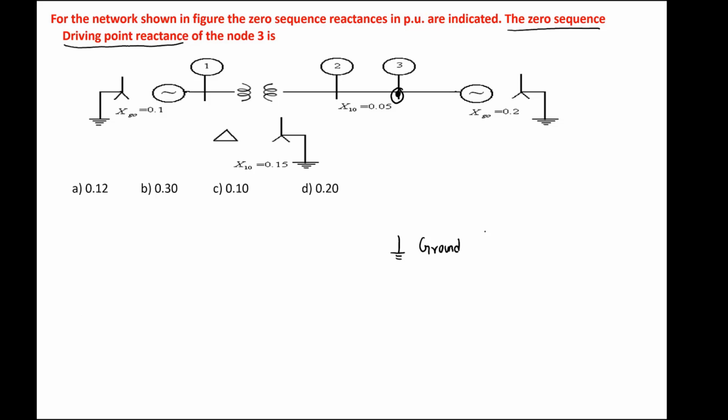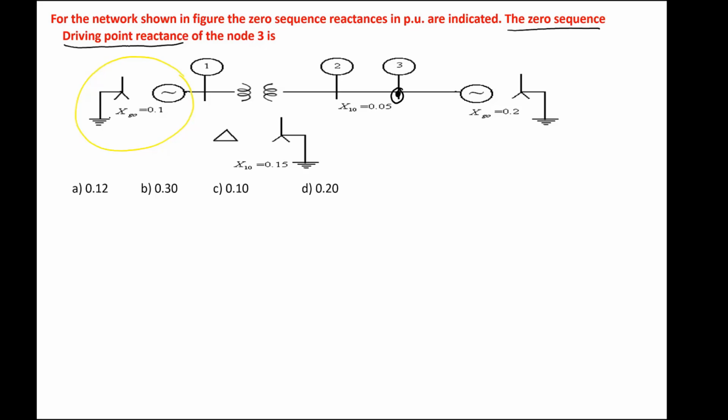All the indicated reactances are zero sequence reactances only. Now, what is the first element? The first element is the generator, whose neutral is solidly grounded, and he has given Xg0. That means it is equal to our Zg0 value.